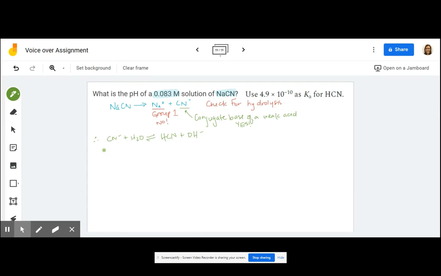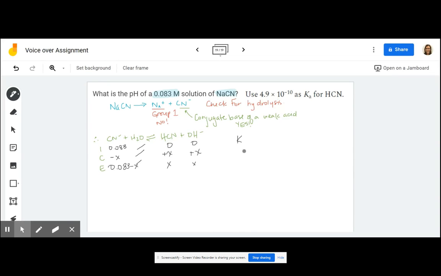Next, you're going to make an ICE chart and use the information that was already given in the question. So you know that there's 0.083 moles of CN, and you have to omit water, and it starts out with 0 HCN and 0 OH. Then you're going to write minus X on the reactant side and plus X and plus X on the product side. Then you'll put those together and write 0.083 minus X and X for the equilibrium.